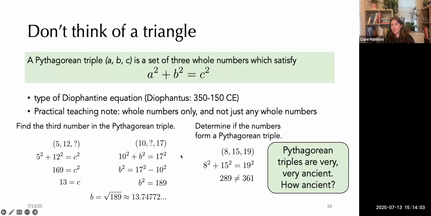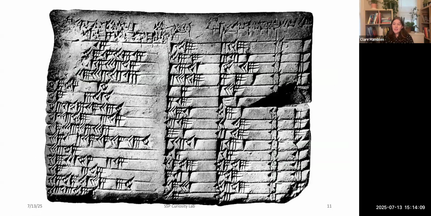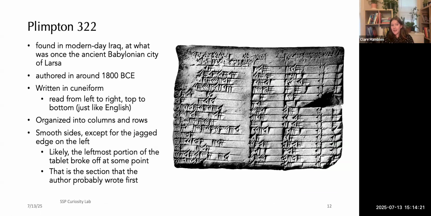Pythagorean triples are very ancient. How ancient, you ask? I'm so glad you asked. This is an image of a clay tablet, and this tablet is almost 4,000 years old. It's called Plimpton 322. It was found in modern-day Iraq, near an ancient Babylonian city. We believe that it was authored in around 1800 BC. As with all Babylonian tablets, it's written in cuneiform.